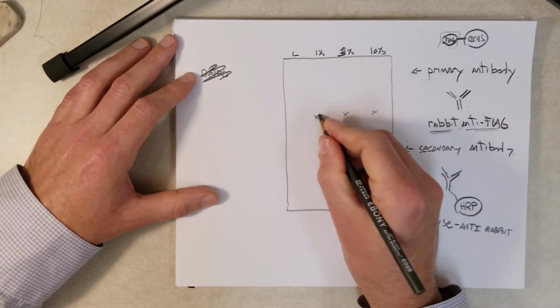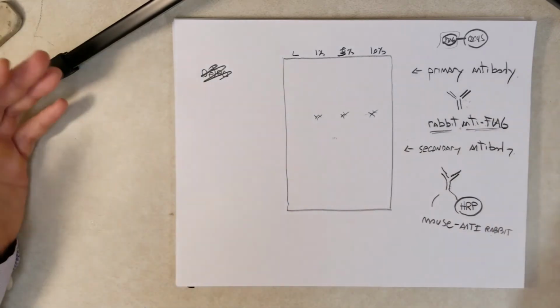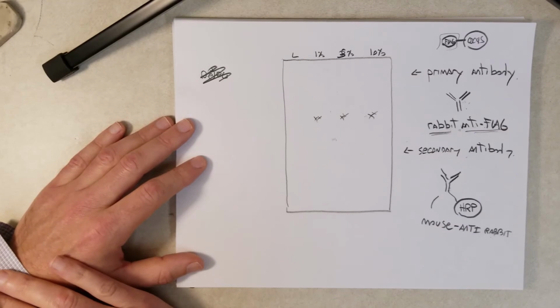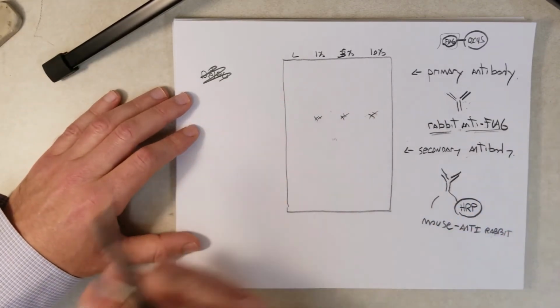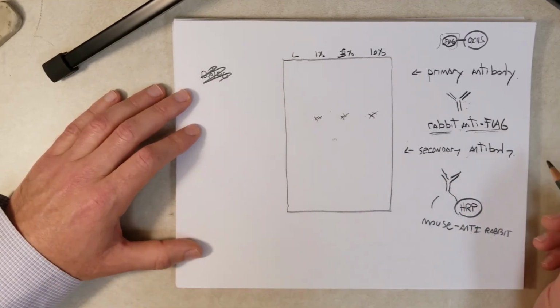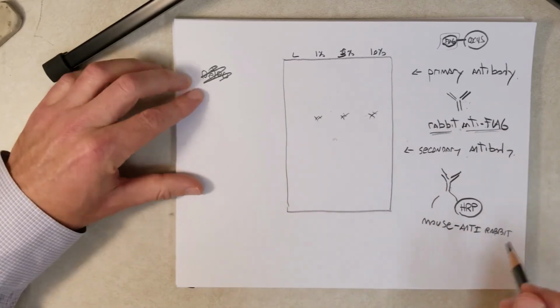So I'm going to put another X here, here, and here. Okay, so we incubate the secondary antibody with the nitrocellulose membrane for, I don't know, 15 minutes or something. And okay, then we dump off all the extra solution, and now we're on to the detection step. Okay, because we still can't see anything, right?